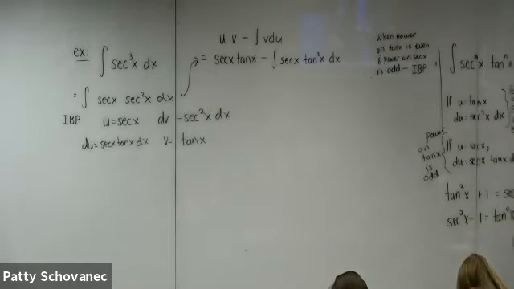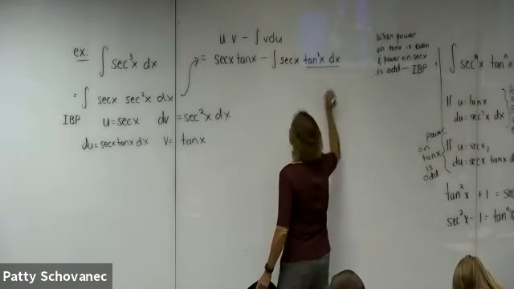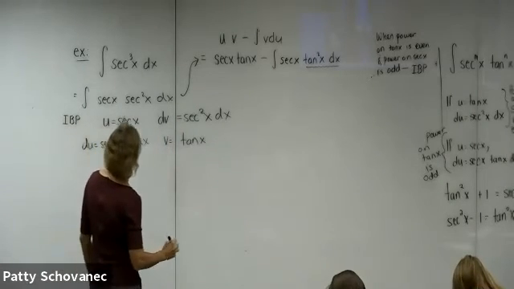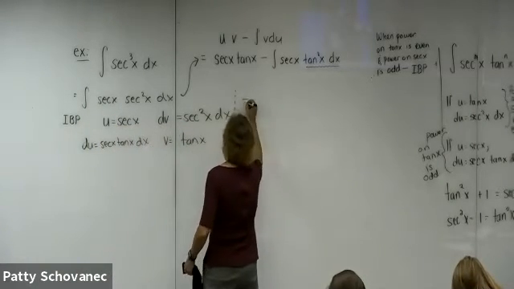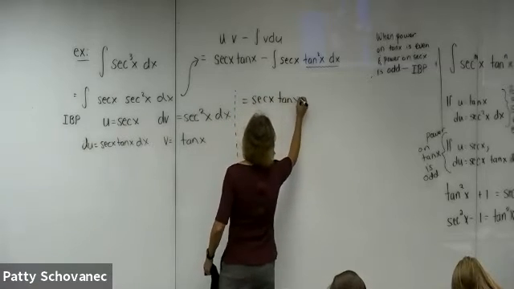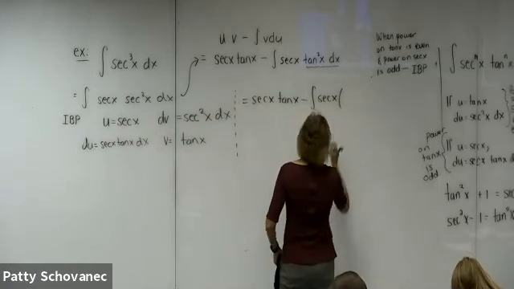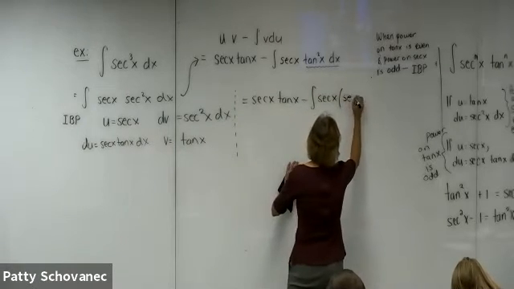Is there a guy who figured this out? Like, should we give him credit for this? Somebody figured it out for all secant powers. Wasn't me, I was too busy partying and having a good time. All right, tangent squared is secant squared x minus 1.